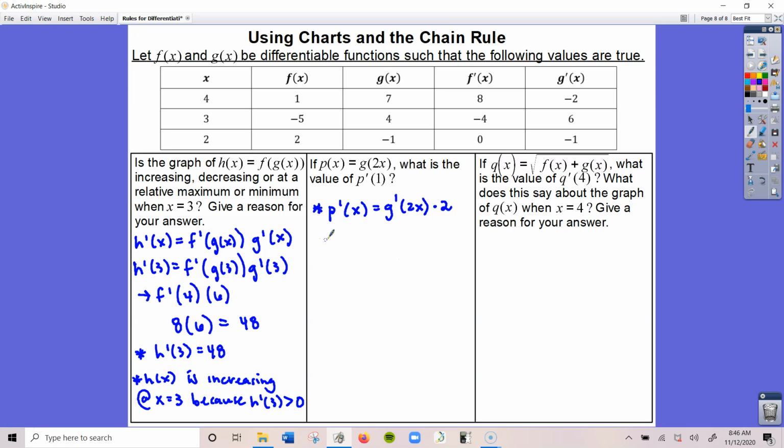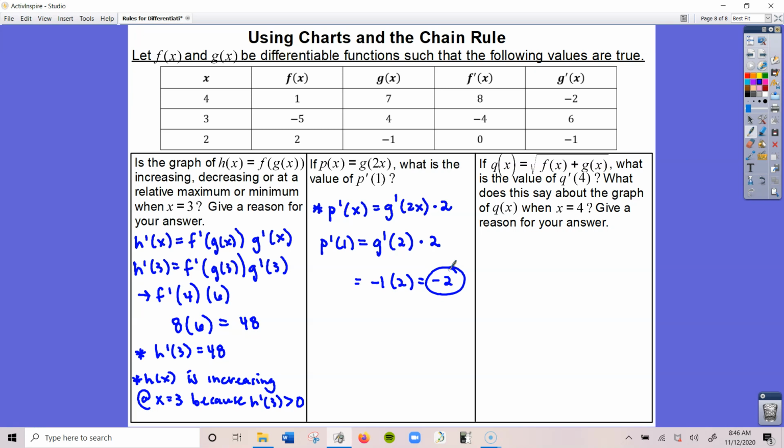So now I'm ready to plug in 1. So p prime of 1 is going to equal g prime of 2 times 1, which is 2, times 2. G prime of 2 is negative 1, times 2, which is equal to negative 2. And that's my derivative for p prime of 1.